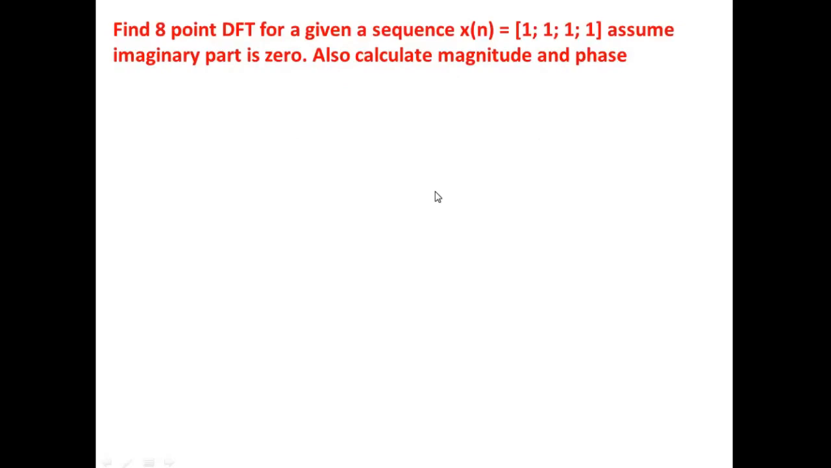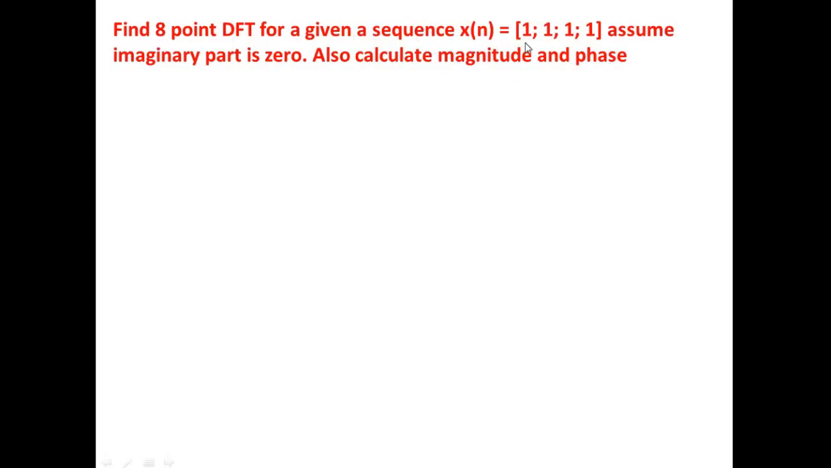And the third problem: find the 8-point DFT. This 8-point DFT is very important. To find the 8-point DFT for a given sequence, it has 4 values. Assume the imaginary part is 0, and also calculate the magnitude and phase. So here we have to find the 8-point DFT. The representation of DFT is X of k, and X of k will have 8 points. So the length of the DFT, capital N, is 8.